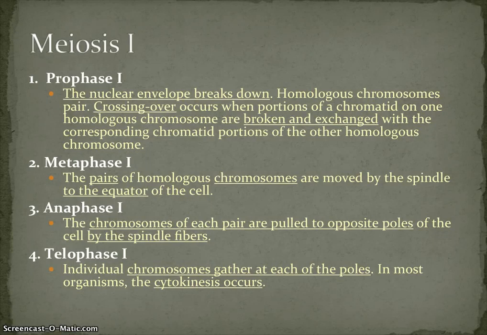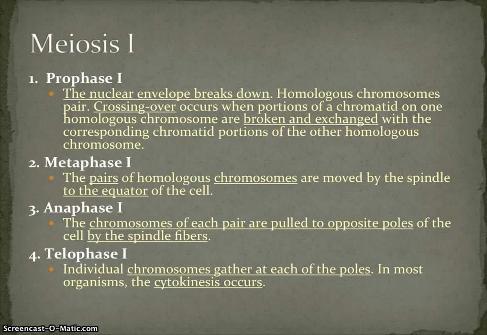In meiosis 1, prophase through telophase are pretty similar to mitosis. Notice some of the same things happen. The nuclear envelope breaks down. You start to see the chromosomes. The main difference between mitosis and meiosis is in prophase 1, when crossing over occurs.